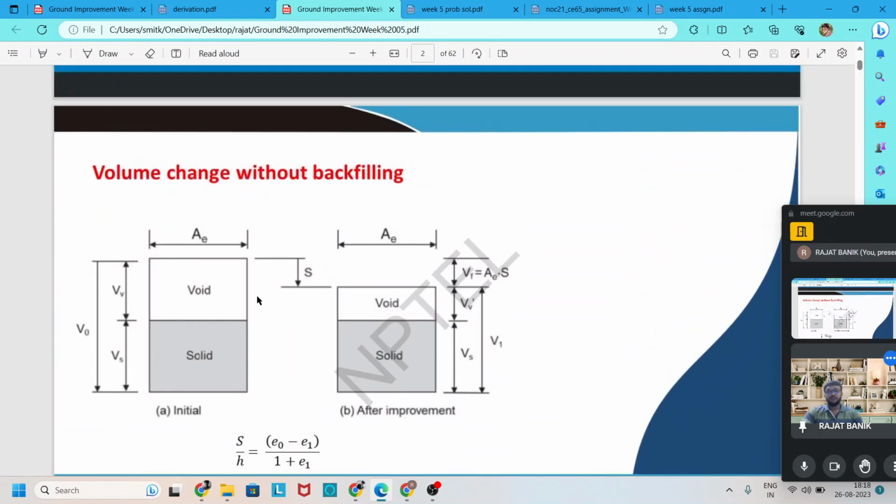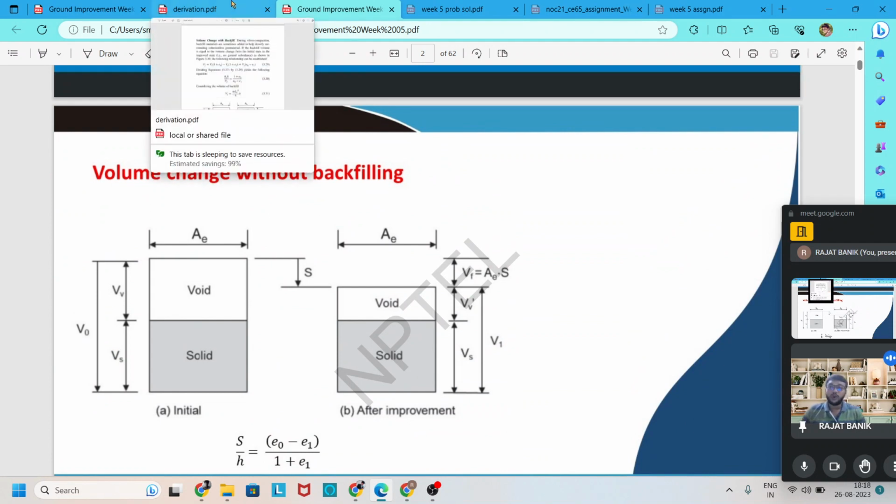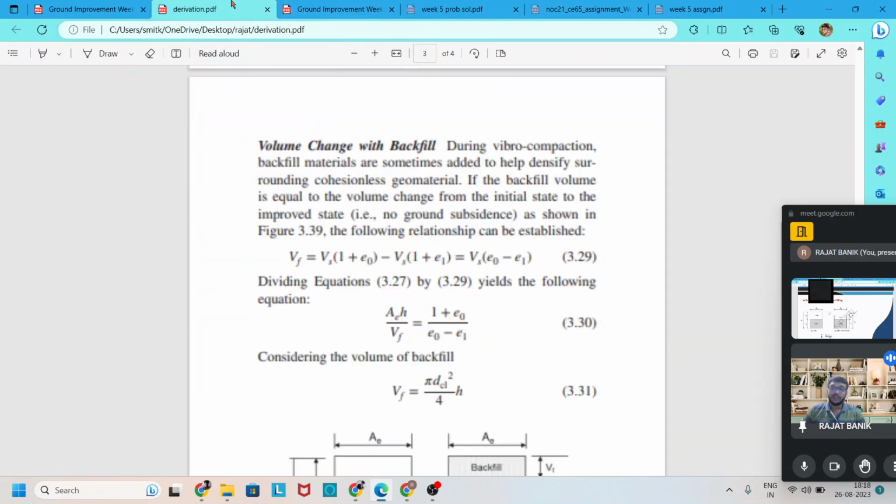So to find this out, I will go through another PPT. It is from one ground improvement book, and it is available in every ground improvement book. So don't worry about this.